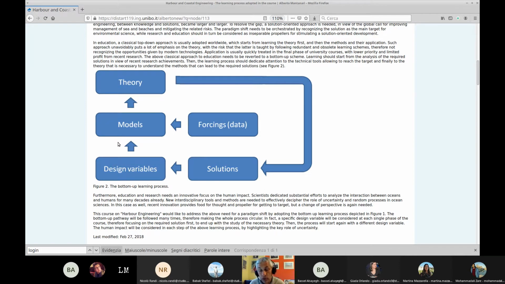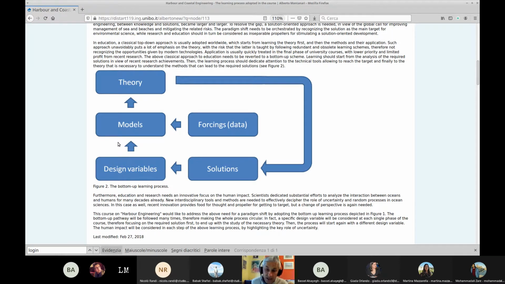What do we need? I need to protect a beach. Perfect. So let me now discuss what are the design variables that I need. Once I identify the design variables, let's study the models that allow me to get to the design variables. And then once I identify the models, let me look at the theory. The theory is essential. If you don't understand the theory, you cannot judge whether a solution is appropriate. You cannot make any testing. So the theory is essential.